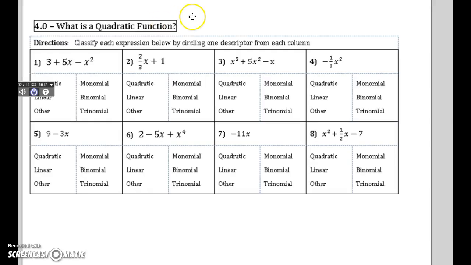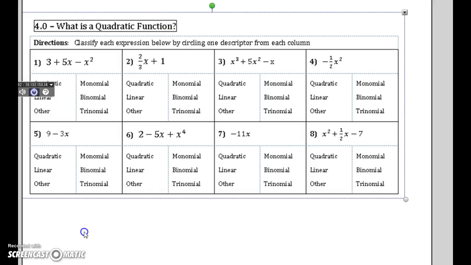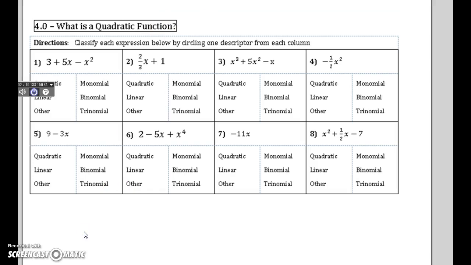Okay, so the first thing you see in your packet is a classification activity, so I'm going to go through just number 1 with you and then let you do all the rest. So I need to classify each expression by circling one descriptor from each column.